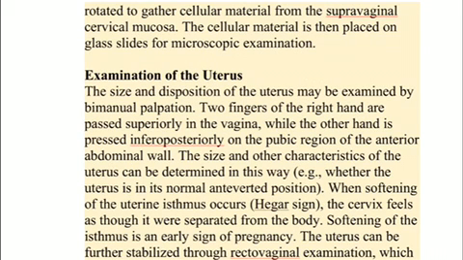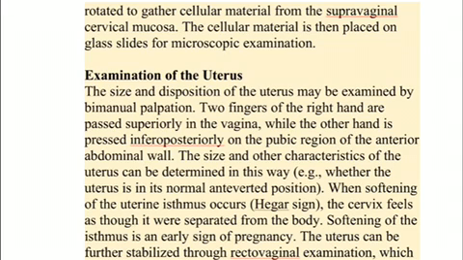Examination of the uterus can be done by means of bimanual palpation. The size and disposition of the uterus may be examined by bimanual palpation. Two fingers of the right hand are passed superiorly in the vagina, while the left hand is pressed posteriorly on the pubic region of the anterior abdominal wall. When you do this, the size and the other characteristics of the uterus can be determined. You can appreciate if the uterus is in its normal anteverted position.